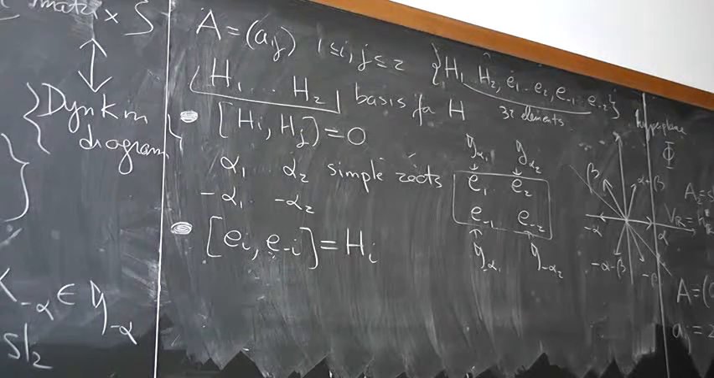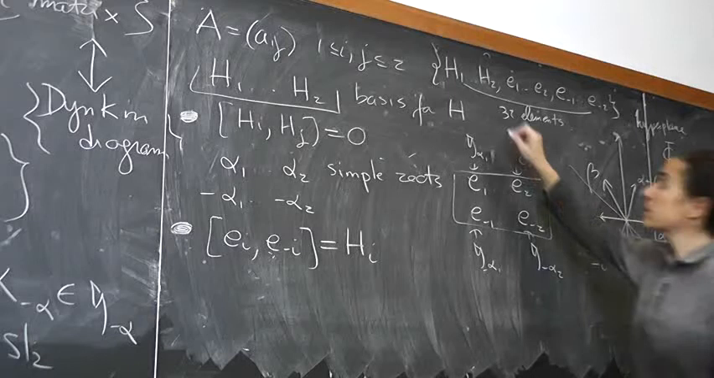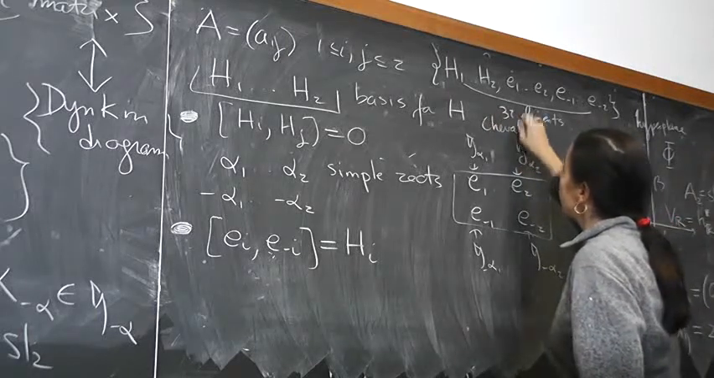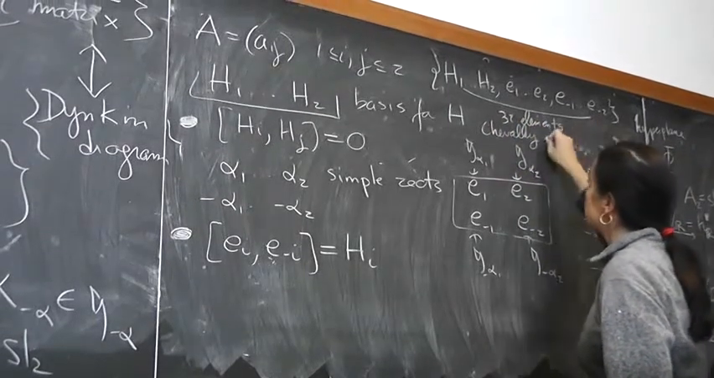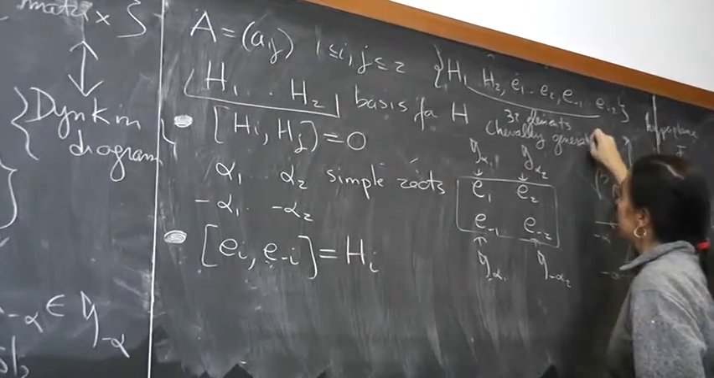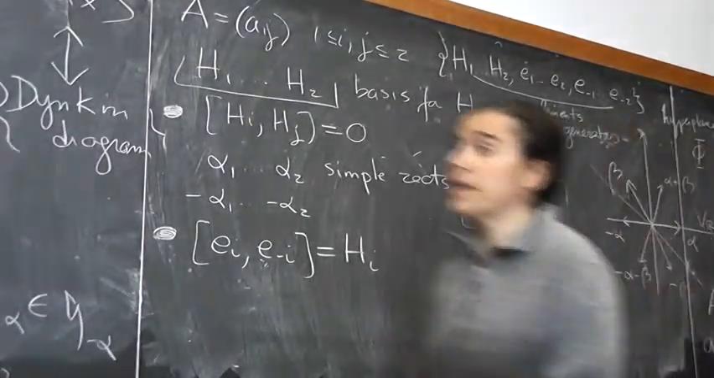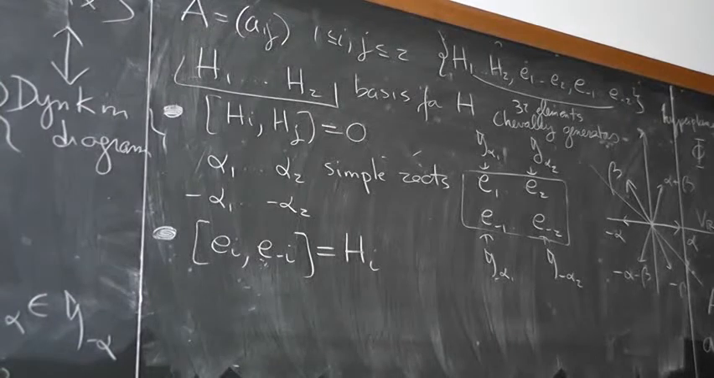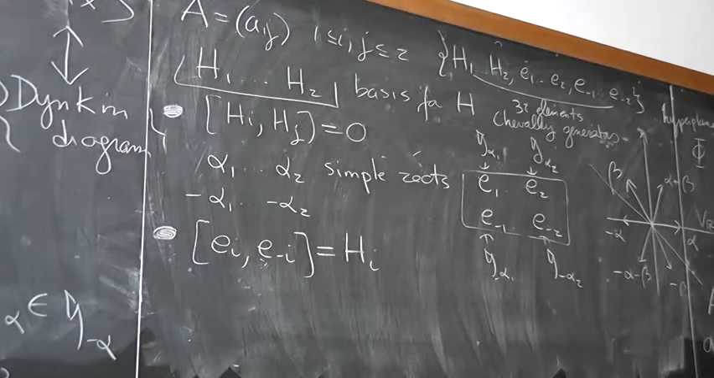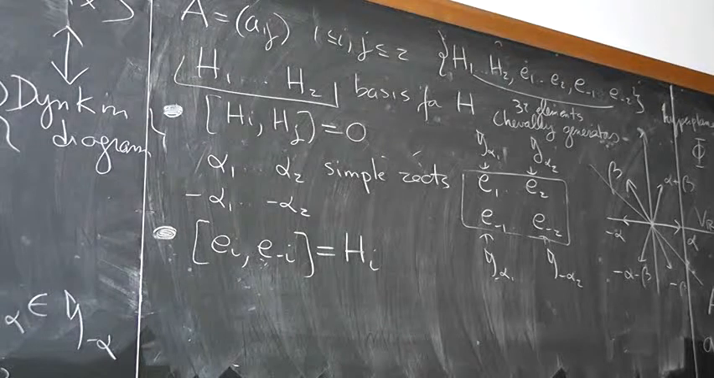Our generators. These are called the Chevalley generators. They will not be a basis, because this example already shows very clearly that they're not enough. The rank of SL3 is 2, and in fact we have 6 generators: 2 for the Cartan and then 2 and 2.